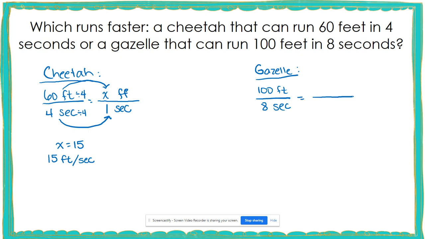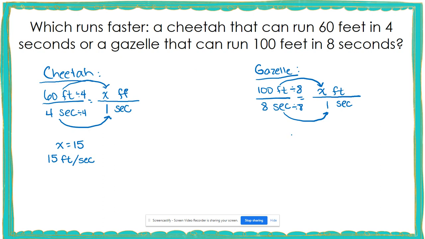I'm going to compare that to, I don't know how many feet, so I'm going to use x, and I'm looking for per second, so 1 second. Now to get from 8 to 1, I would divide by 8. So to get from 100 to x, I would also divide by 8. When I do 100 divided by 8, I'm not going to get a whole number.